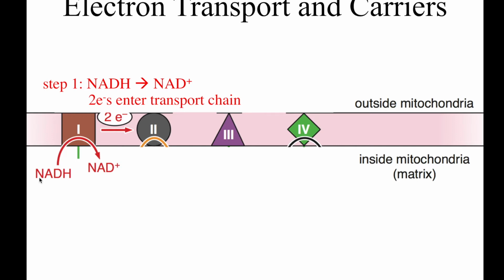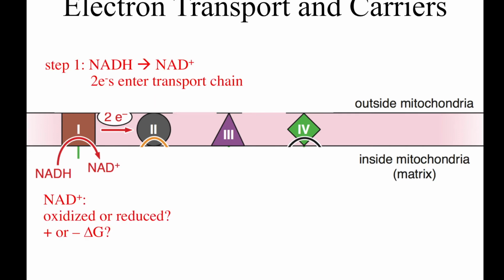The electrons from NADH come off NADH, leaving NAD, and they get passed on to complex 1. Complex is just a bunch of proteins. And then those electrons move to complex 2. So when NADH becomes NAD, the electrons get taken off NADH and put onto complex 1. NAD is oxidized. And that's a negative delta G, because it is now making that energy available to do work, and it's a spontaneous reaction. All spontaneous reactions are negative delta G.